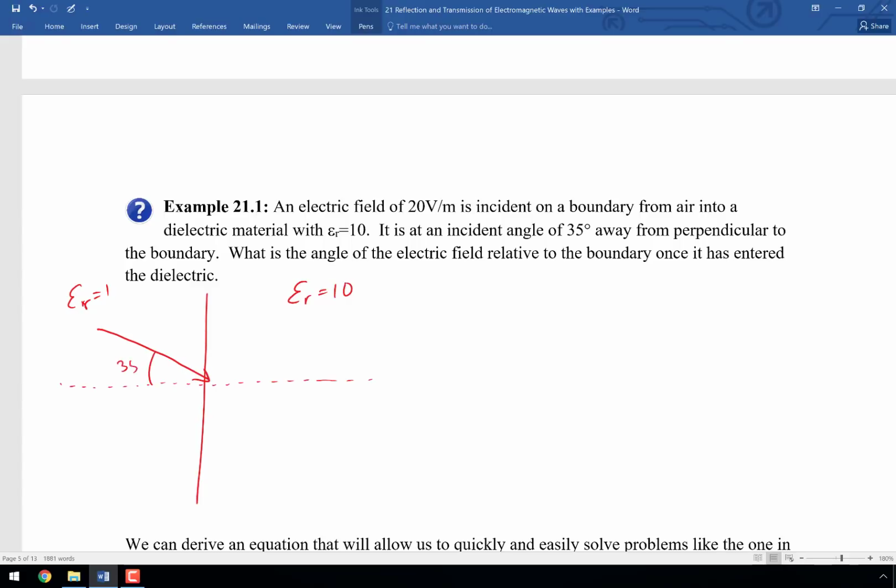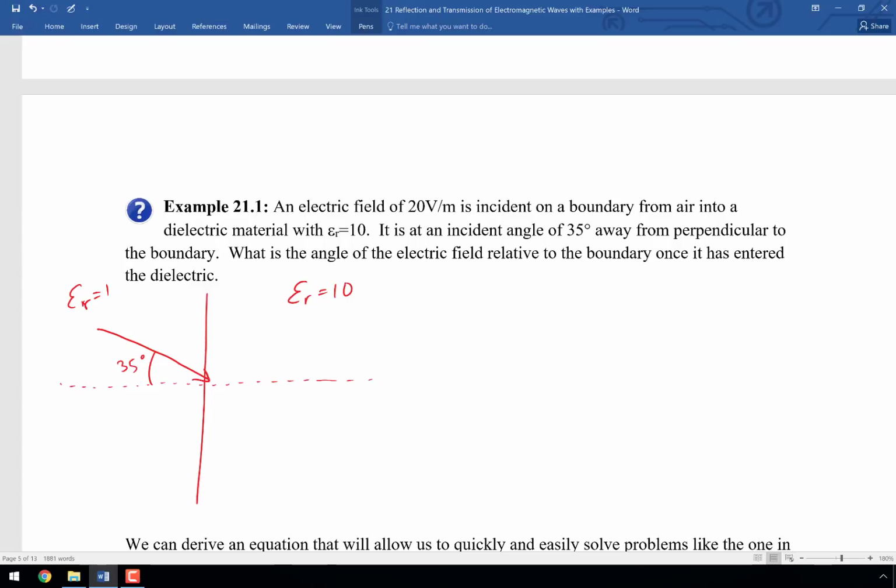So 35 degrees away from perpendicular. Now you might say, why didn't you use this equation? Why didn't you use that angle over here? Well, you'll see in a little bit. It turns out that this does give us some really good benefit if we use it perpendicular to the incident wave angle relative to the perpendicular.